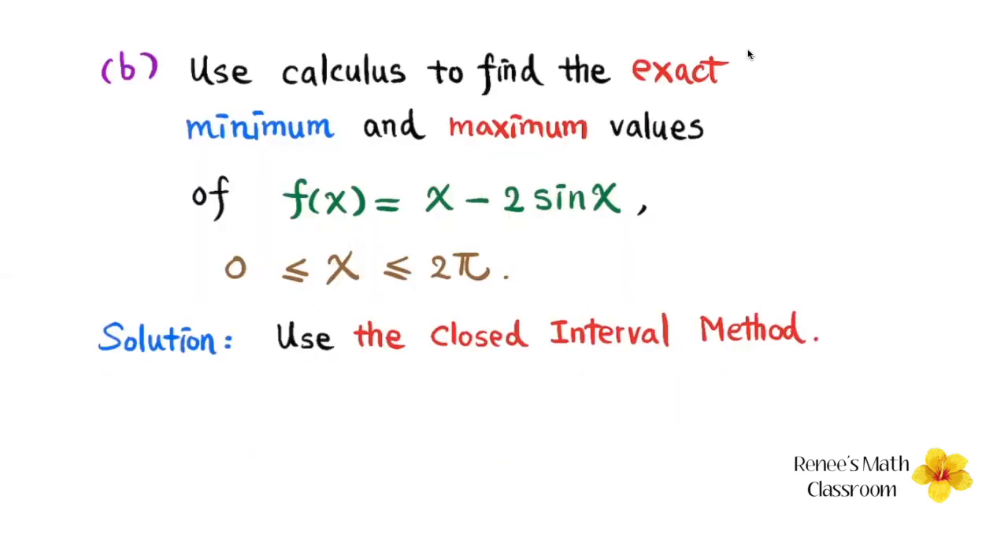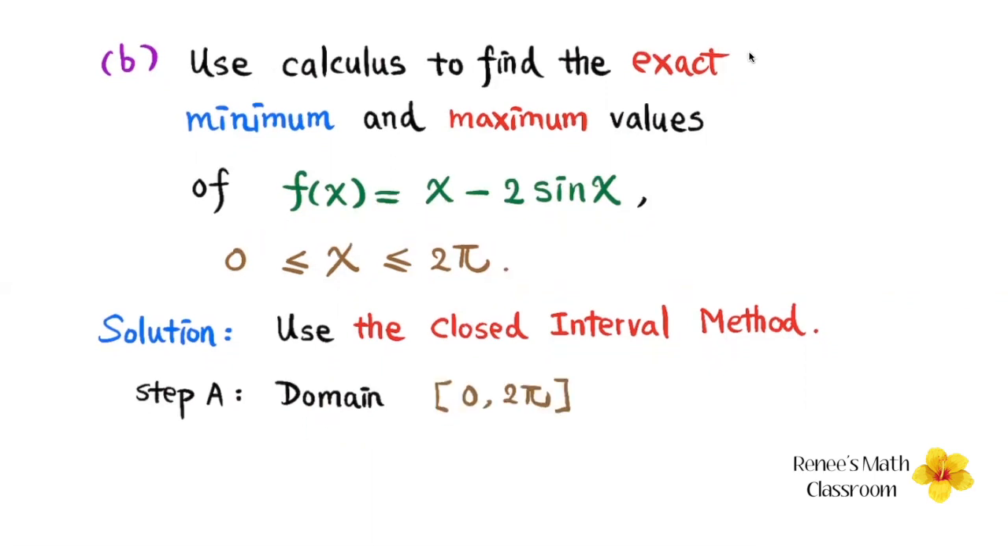We're going to use the closed interval method. There are 3 steps in this closed interval method. The first step is to write down the domain of the function. In this case, this closed interval from 0 to 2 pi is the restricted domain for this function in this problem. So the domain is the closed interval from 0 to 2 pi.